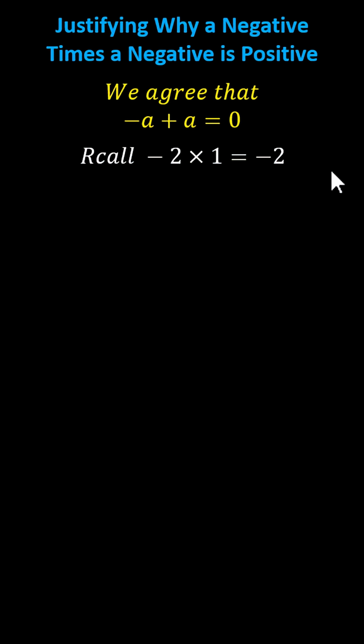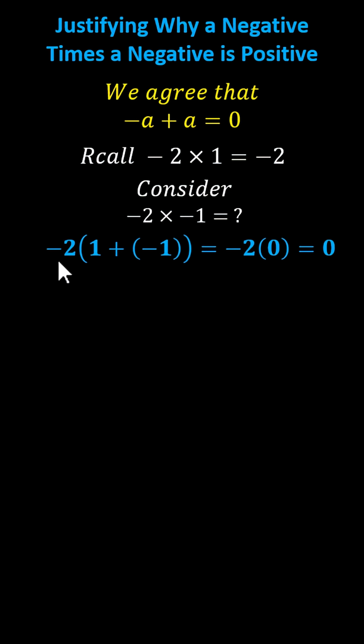And now let's consider the product of two negatives. Let's consider -2 times -1. To help us determine this product, let's consider -2 times the sum of 1 and -1. Notice the sum of 1 and -1 is 0 because they're opposites, and therefore the expression simplifies to -2 times 0, which we know must be 0.